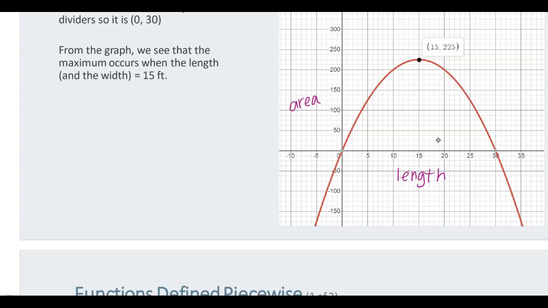Looking at the graph, we can see that the maximum occurs at 15 to 25. So that means that we'll get a maximum area when we have the length of the rectangle at 15 feet, and then the total area will be 225 square feet. Again, moving forward in calculus, we'll talk about ways to do this algebraically rather than using a graph.